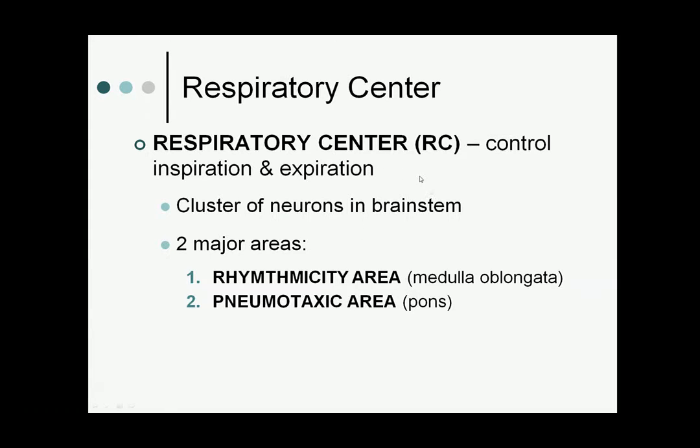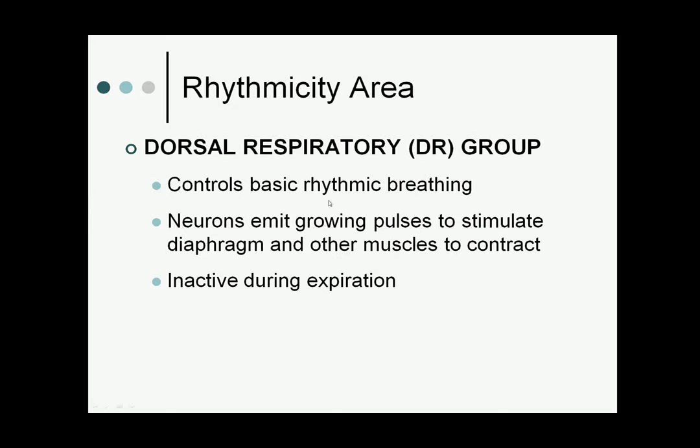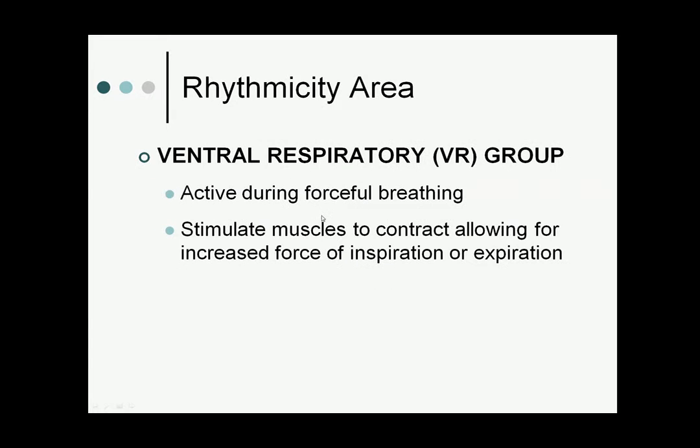The respiratory centers, and we'll talk about basically two major areas, rhythmicity area and pneumotaxic area. We'll focus a little bit more attention on the rhythmicity area. There are two groups, a dorsal respiratory group, and this just refers to the location in the brainstem. This is controlling rhythmic breathing, so dorsal is rhythmic breathing, just normal breathing. And ventral is active during forceful breathing, so there's a difference between these two. Ventral is forceful, dorsal is just rhythmic, involuntary breathing.